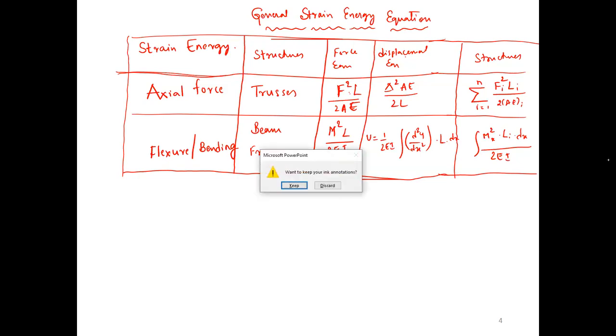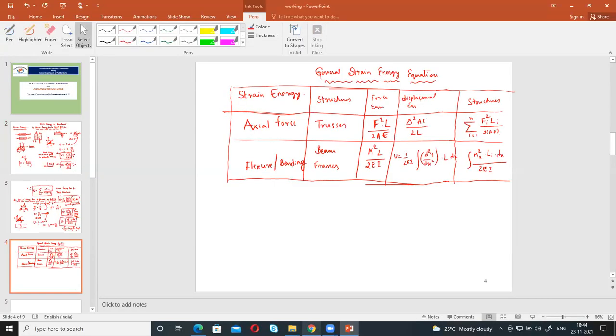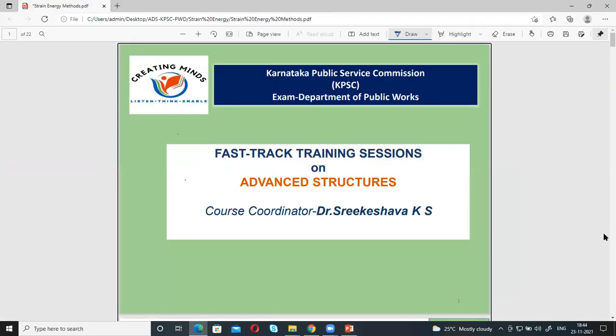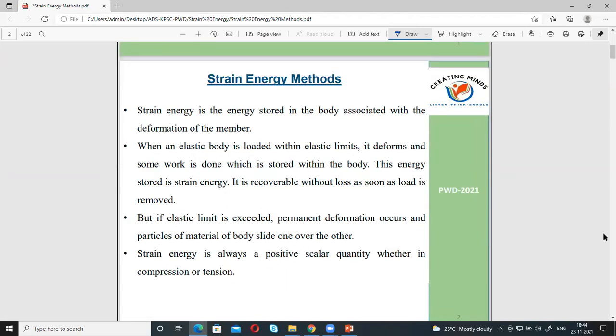Now I will move on to some presentation part. See, what is meant by strain energy? Generally, strain energy is the stored energy inside the body associated with deformation of the member. We have already discussed this, right? See, this is very, very important. And also this is a very important term: when an elastic body, see, that's why I have shown linear lines.